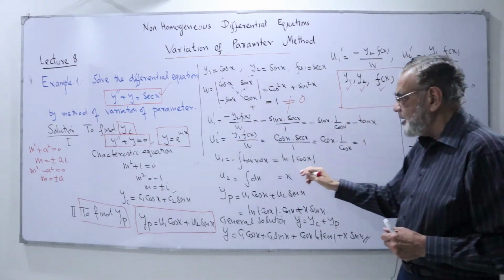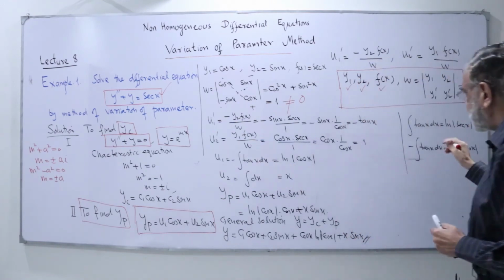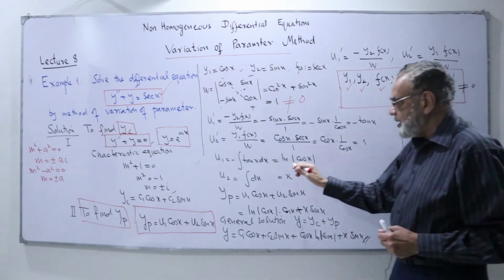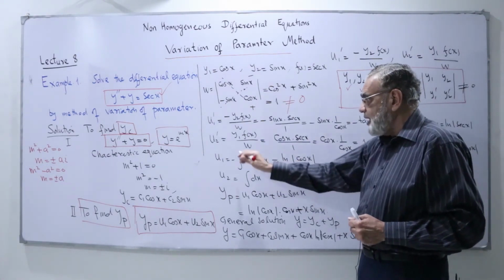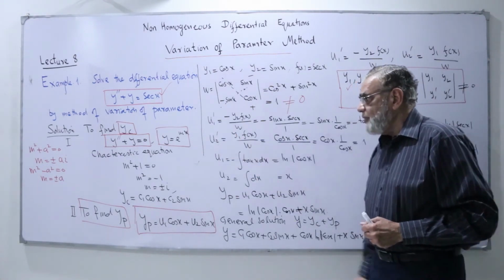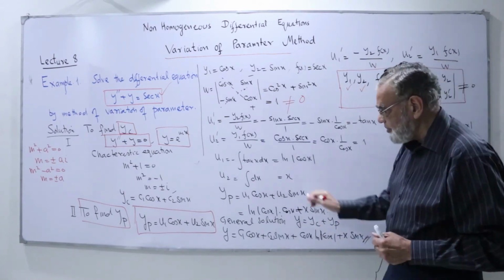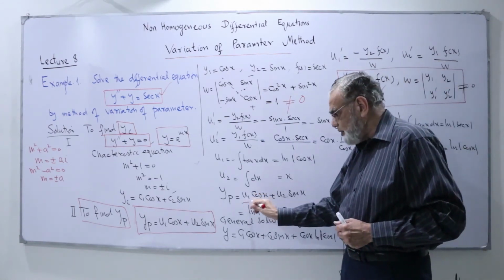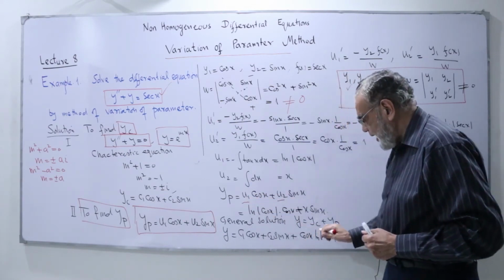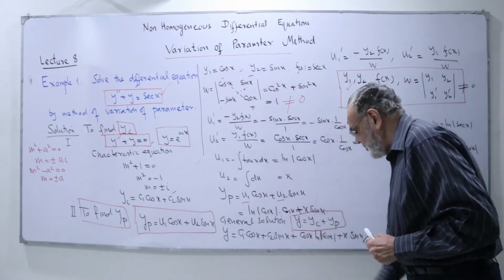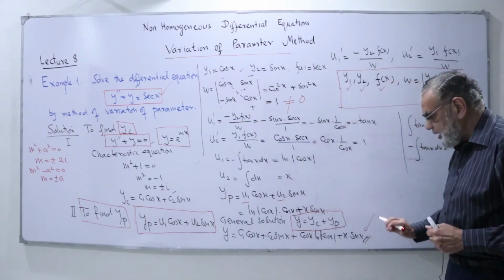We integrate both sides. For minus tangent x, as we've seen here, the integral of tangent x is ln of secant x, and minus tangent x gives ln of cosine x. So we get here ln of cosine x. For u2 dash, which is 1, we get dx, integrating both sides, we get x. We put the value of u1 and the value of u2, and then we put the value of yp here, combining yc and yp, and that gives me the solution.